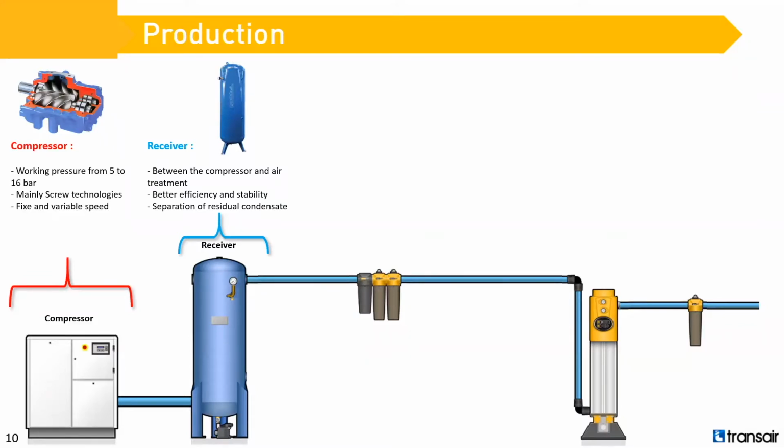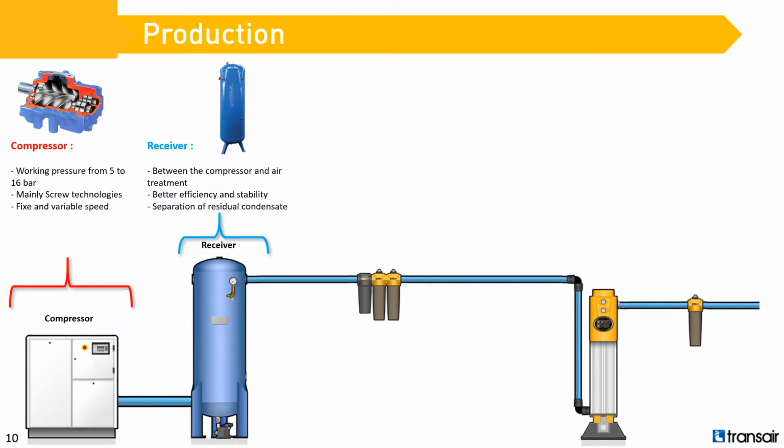By having a receiver before the air treatment, we allow for a really steady flow of air through the air treatment in case the compressor is not working. If the compressor is not working, the air receiver would have stored air inside it and will still deliver a steady flow. The receiver is also the first element that is going to allow for separation of residual condensate. A little word about condensate.